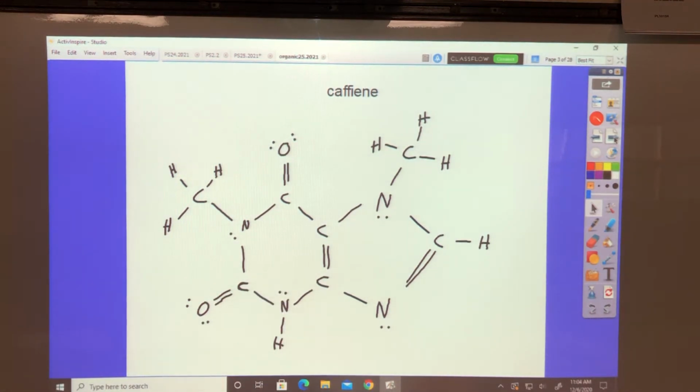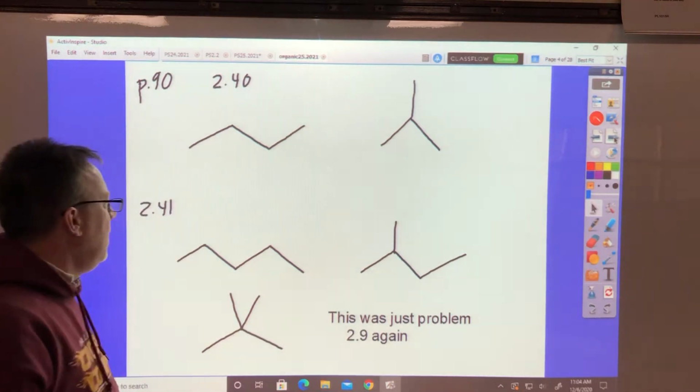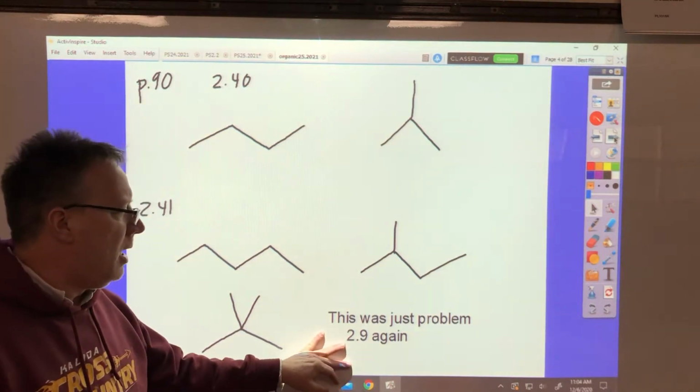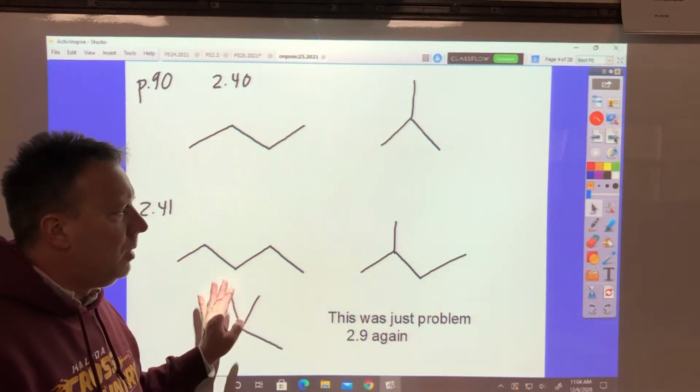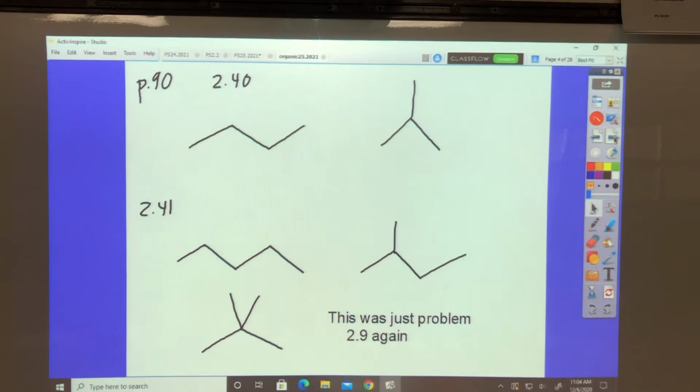Draw bond line structures for all constitutional isomers of butane, C4H10. So it's just this and this one. And then 2.41 is draw bond line structures for all constitutional isomers of pentane. And if you go back to problem 2.4.9, it's just the same three chemicals. It's almost the same question. Then you want to turn vitamin A and vitamin C models of molecules into bond line structures.